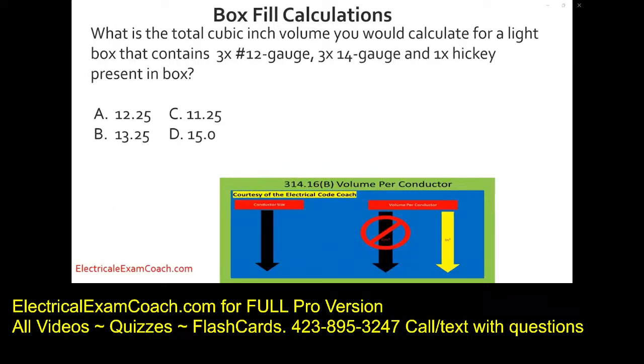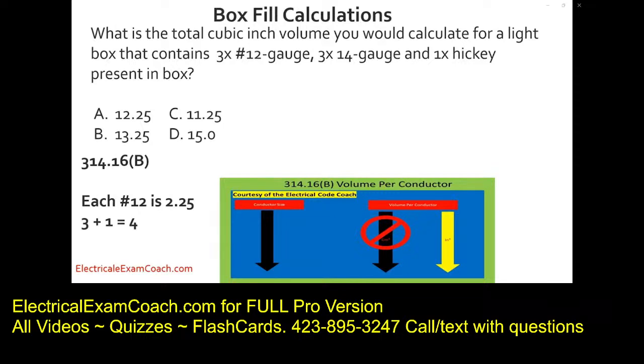What is the total cubic inch volume you would calculate for a light box that contains 3 number 12 gauge conductors, 3 14 gauge conductors, and 1 hickey present in the box? We'll head to our table. We know that each 12 is 2.25, so you always deal with the largest conductors first. And the reason is because your fittings are likely going to be grouped with the largest conductors. We know that we have the 3 number 12s, but now we got to deal with our fittings.